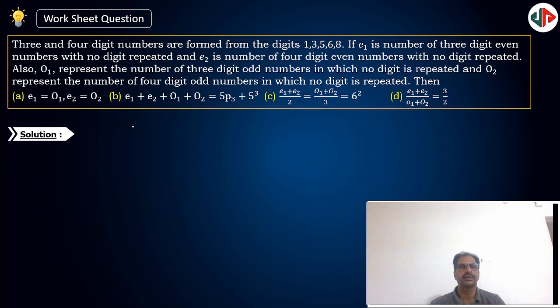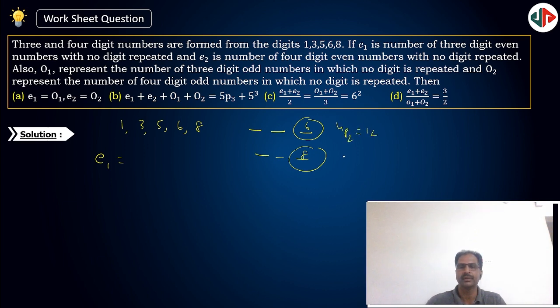Next. 3 and 4 digit numbers are formed with the digits 1, 3, 5, 6, 8. These are the digits given. E1 is the number of 3 digit even numbers with no digit repeated. For the number to be even, the last place should be either 6 or 8. When 6 is fixed here, other than 6, we have 4 digits, 2 places. 4P2, 12. Here also you get 4P2, 12. So altogether 24. So E1 is equal to 24.